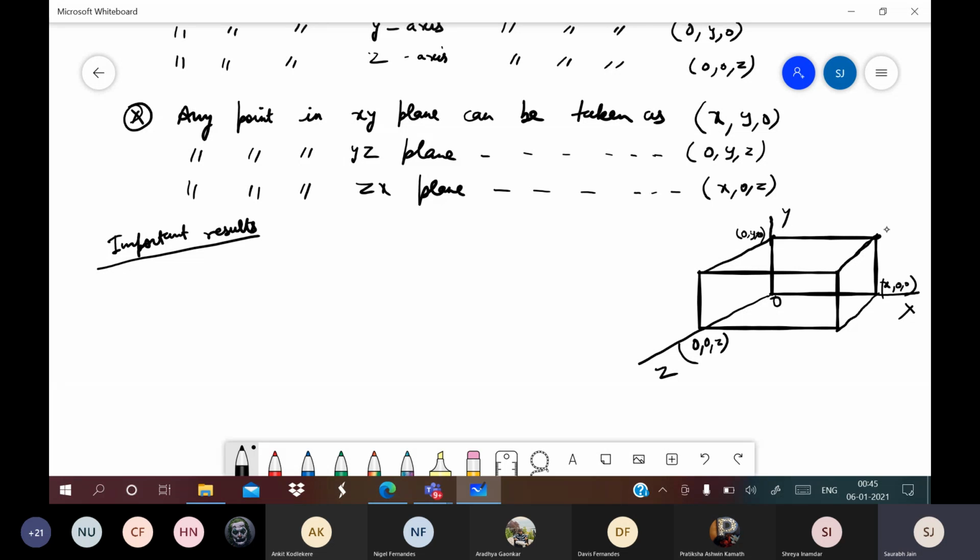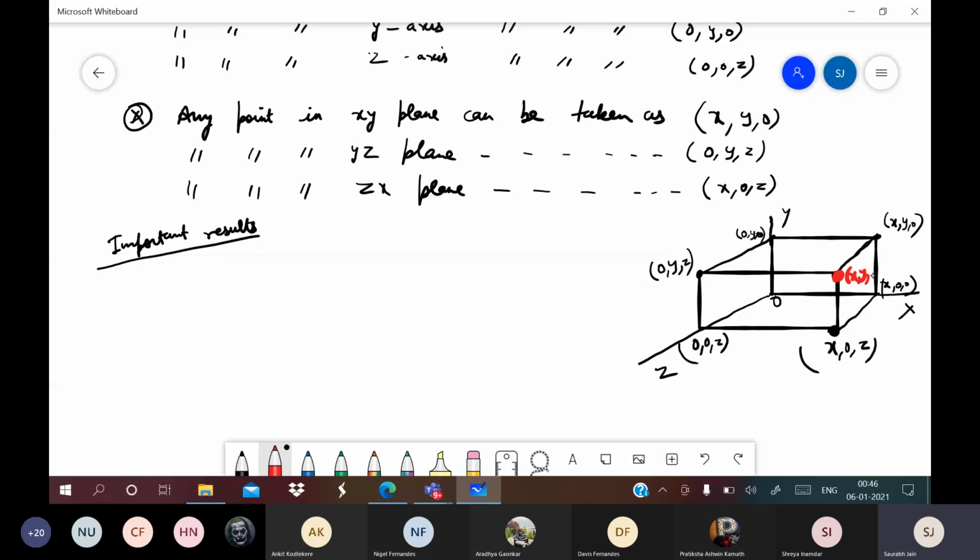Then this point comes out to be x, y, 0. We just discussed how. This point, since it is in yz plane, so it will be 0, y, z. This point is in zx plane. This is on the floor, right? Floor is zx. So x, 0, z. And this point is in space and its coordinates are x, y, z.